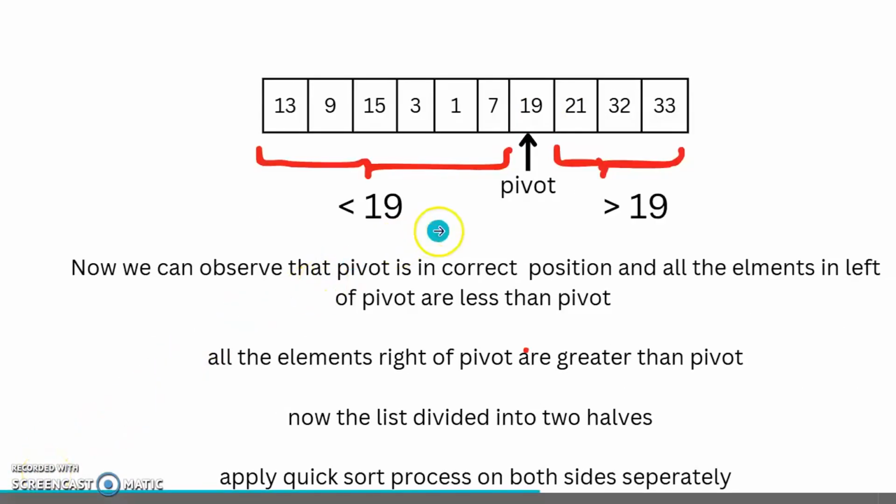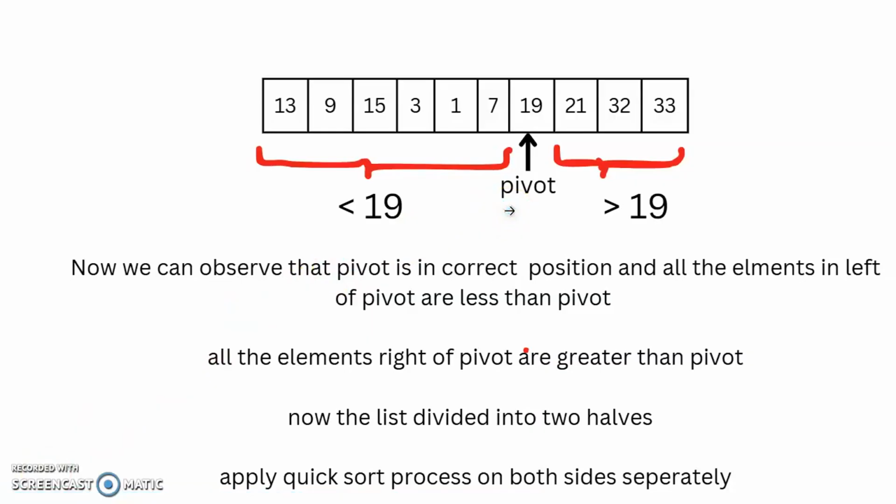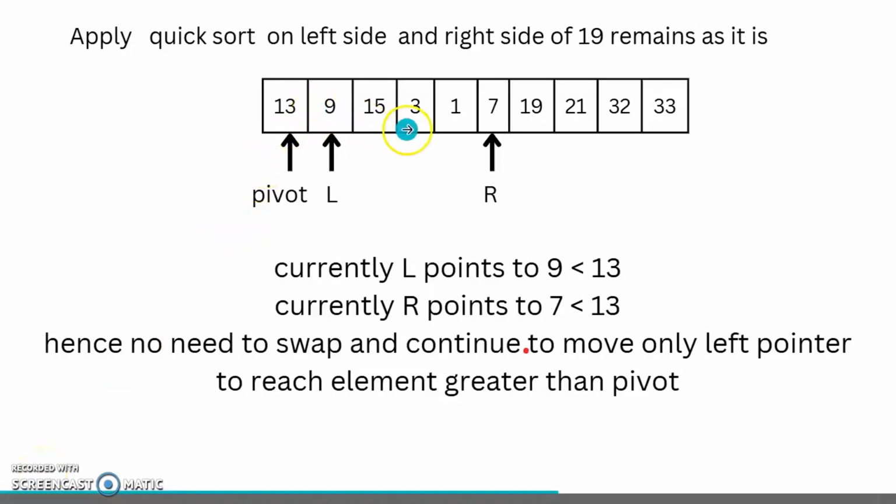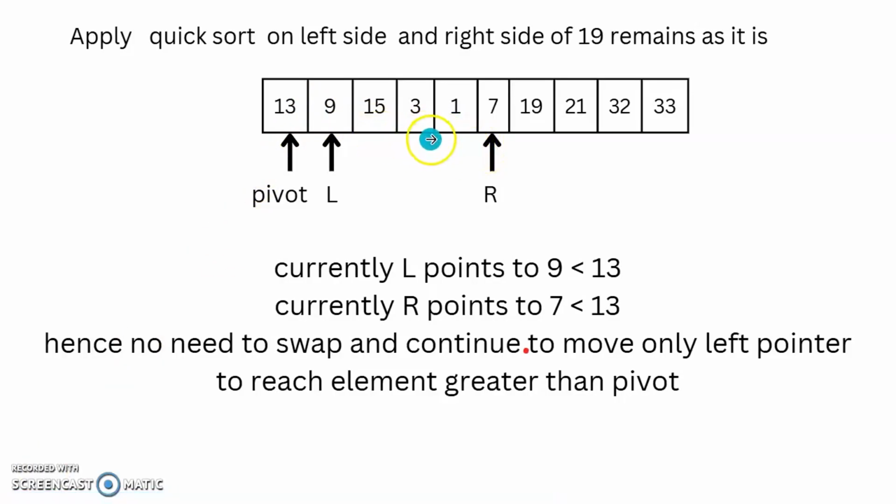Now we can observe that pivot value 19 is in the correct position, and all the elements on the left of pivot are less than the pivot value 19, and all the values on the right of pivot are greater than the pivot value 19. Now the list is divided into two halves. Now we have to apply the quick sort process on the left side and right side separately. The next step is to apply quick sort on the left side of the pivot value 19, and the right side of 19 will remain as it is.